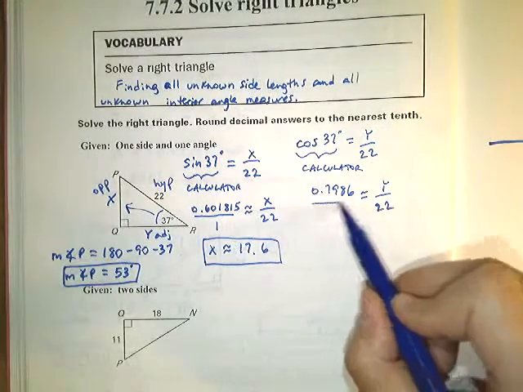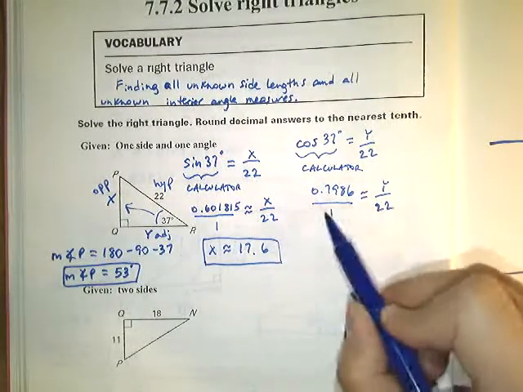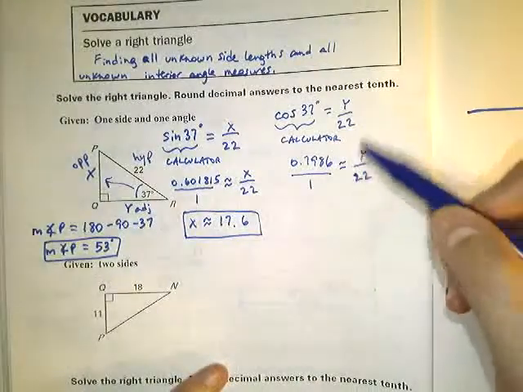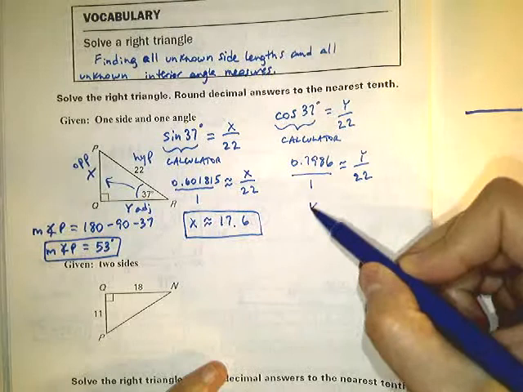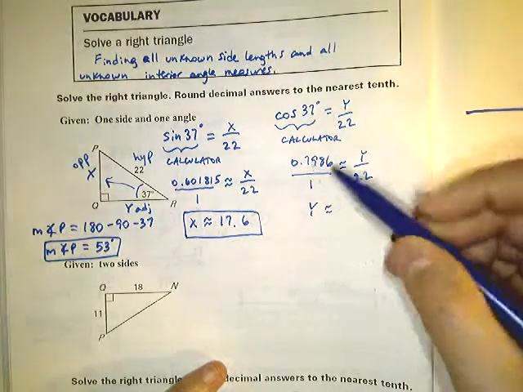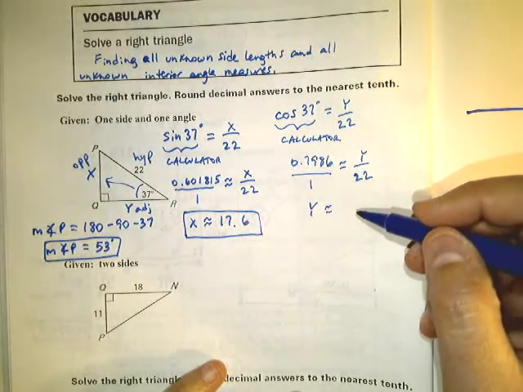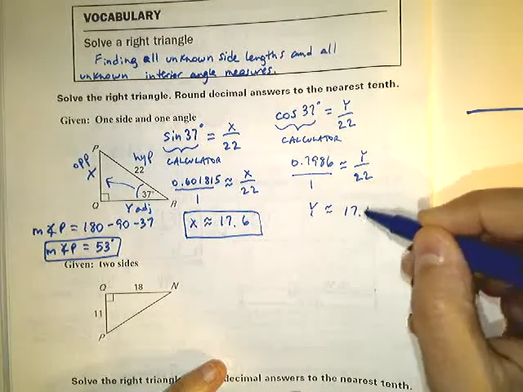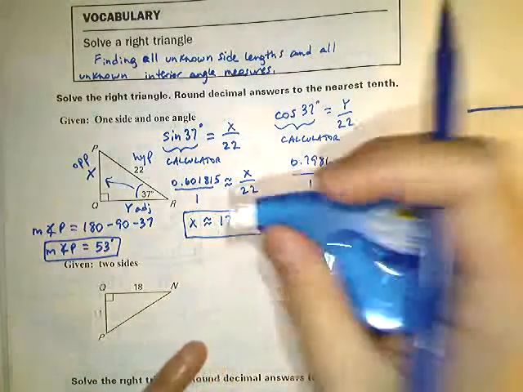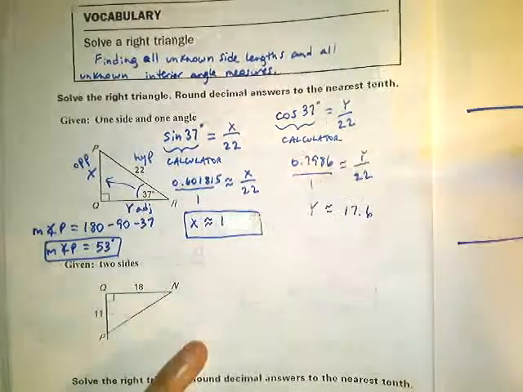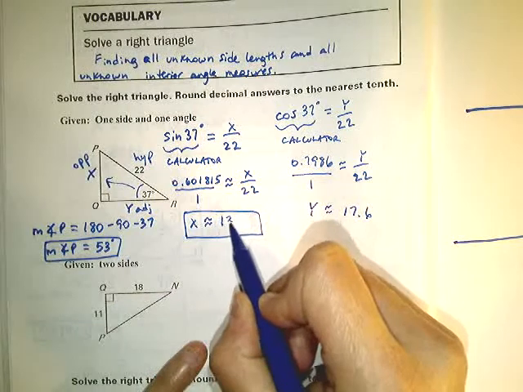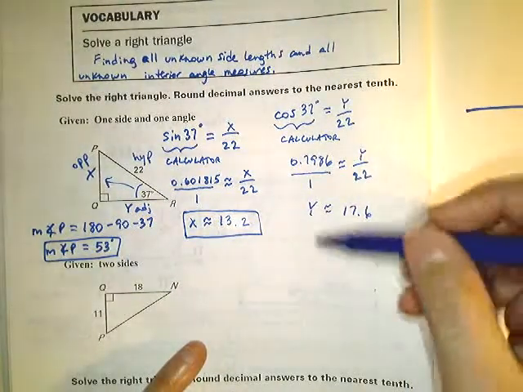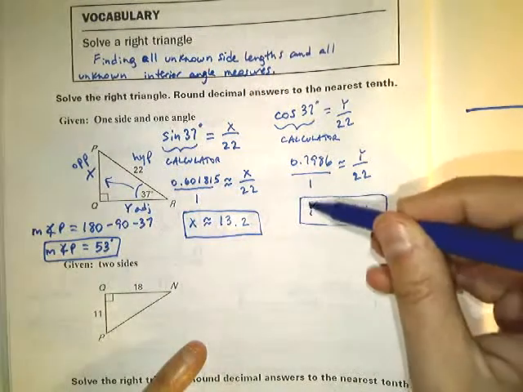And then if I cross multiply, I can do that if I create a fraction on both sides. So I put a 1 underneath this value to create the fraction, and then I cross multiply. 1 times y is y. 22 times this decimal gives me, oh no, 17.6. I'm sorry, I copied this one wrong. This is 13.2. Oh my goodness, I looked up in the wrong spot on my paper. There we go, 13.2. This is the one that's 17.6. There we go.